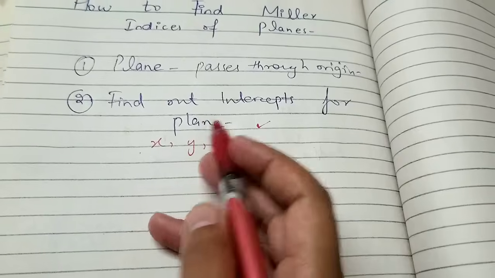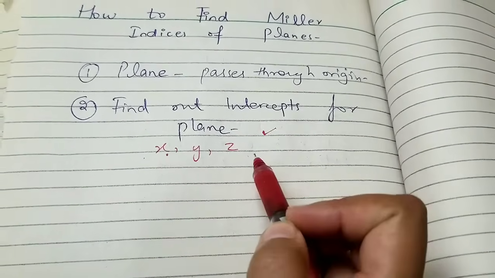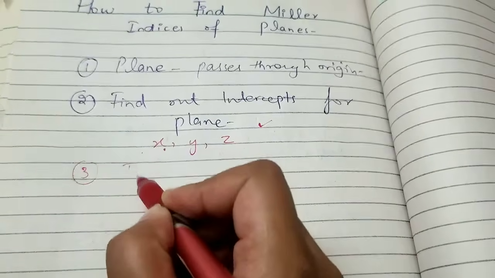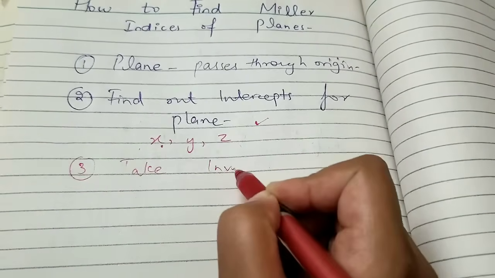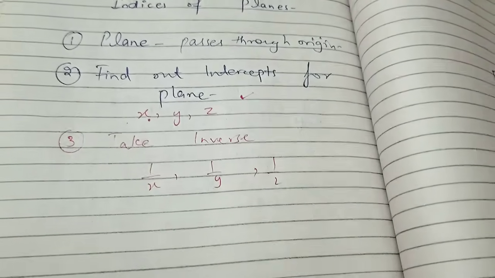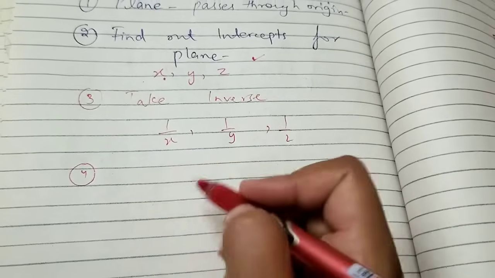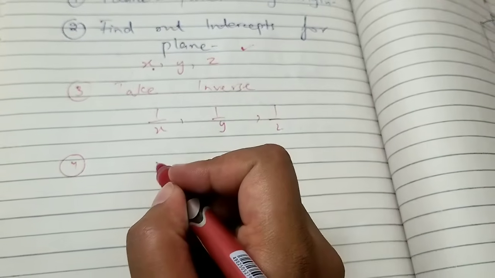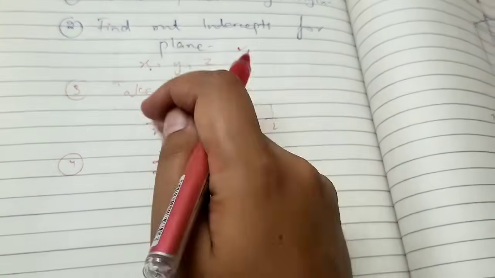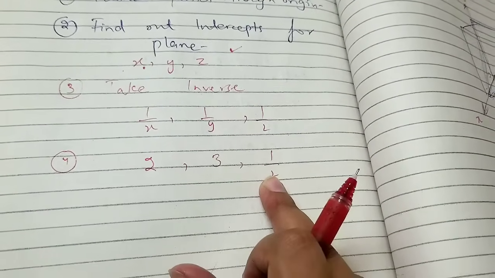When we have found the three intercepts, the third step is to take the inverse of these intercepts: 1 over x, 1 over y, and 1 over z. After that we make sure that none of the values is a fraction. For example, after taking the inverse, if we get 2 for this, 3 for this, and 1 over 2 for this, a fraction has occurred.